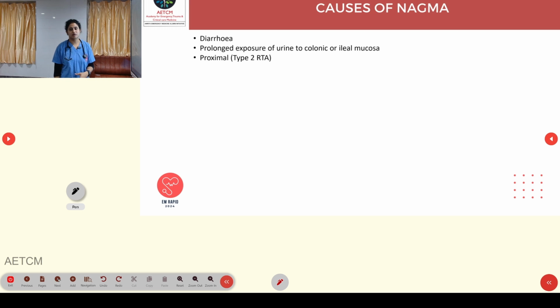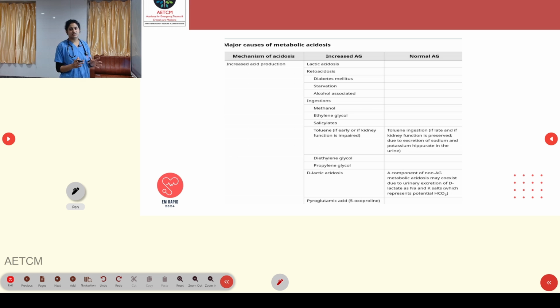The causes of NAGMA are diarrhea, prolonged exposure of urine to colonic or ileal mucosa, as we said earlier, during the ureteric implantation, and proximal or type 2 renal tubular acidosis. So, coming to the major causes of metabolic acidosis, the mechanism and either the high anion gap and normal anion gap.